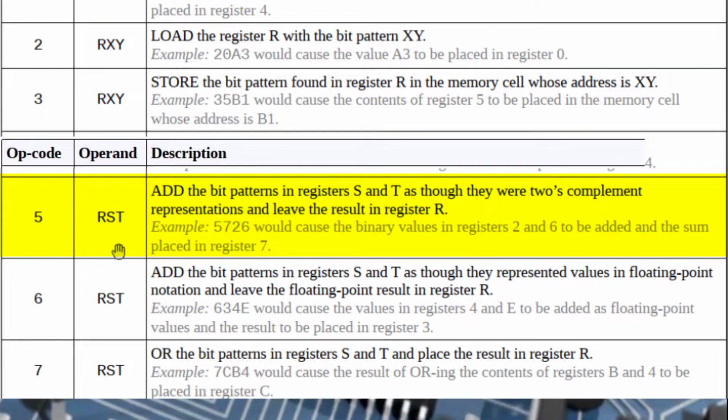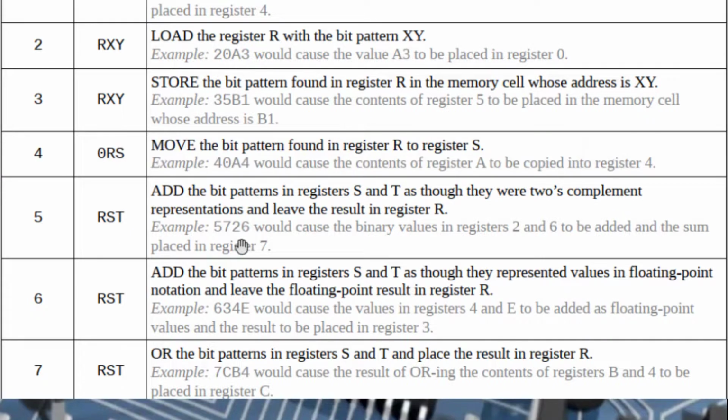Opcode 5, the operand is RST, and the description is add the bit patterns in registers S and T, which is right here. So the last two bits of our code are going to be referencing registers, which is a bit different than what we've done previously. So it's important to remember that. We're going to add those bit patterns in registers S and T as though they were 2's complement representations, and then leave the result in register R. Much like before, the result of the operation is going to be stored in the register indicated by R.